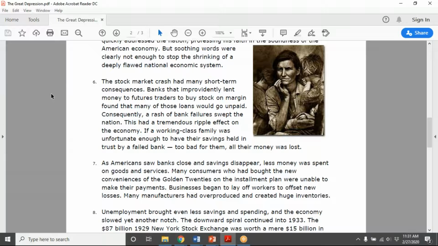The stock market crash had many short-term consequences. Banks that improvidently lent money to future traders to buy stock on margin found that many of those loans would go unpaid. Consequently, a rash of bank failures swept the nation. This had a tremendous ripple effect on the economy. If a working-class family was unfortunate to have their savings held in trust by a failed bank, too bad for them, all their money was lost.